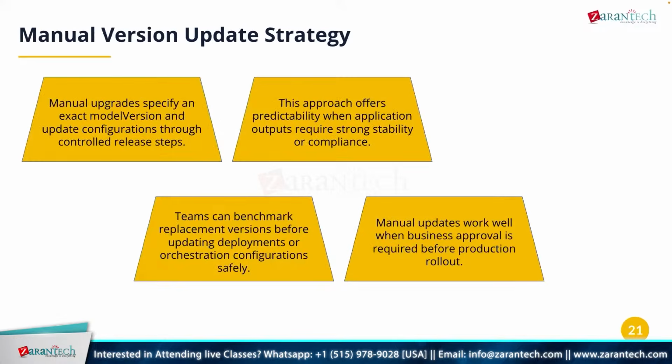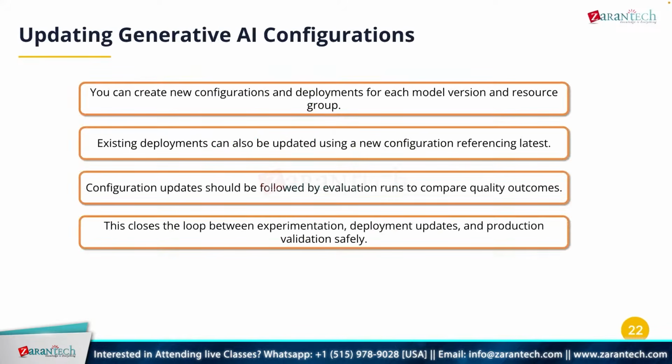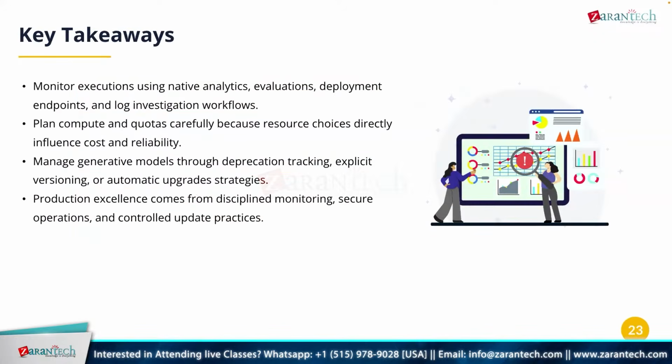Okay. And then the manual version update strategy, as you already know, will go on time whenever you require. And this approach offers predictability also. This works well when business approval is required before production rollouts also. That's how the manual version will be working for you. So when you're updating generative AI configuration also, please be careful and have a look at this slide. I already explained these things in the earlier sessions also. So these are our key takeaways, guys, from this session. So let's go into the practical part of it now.